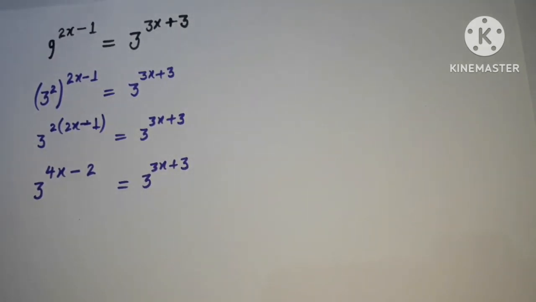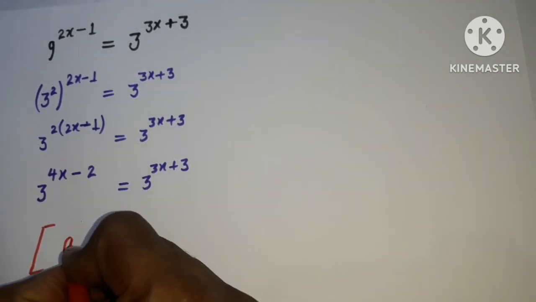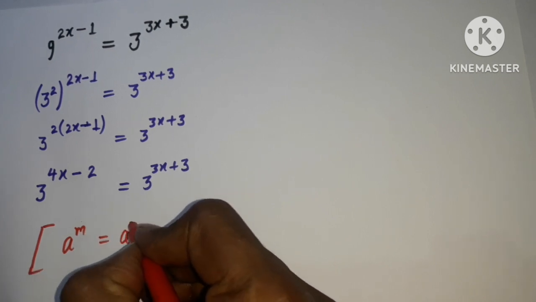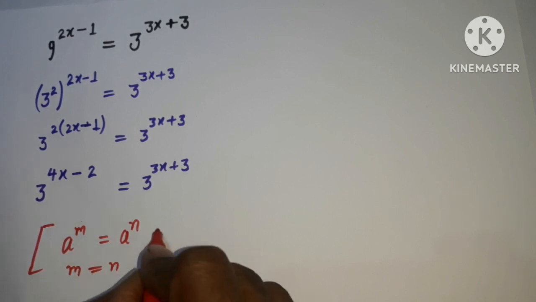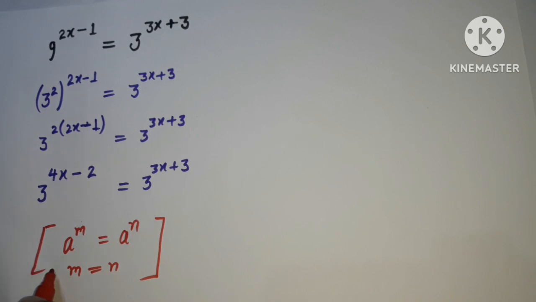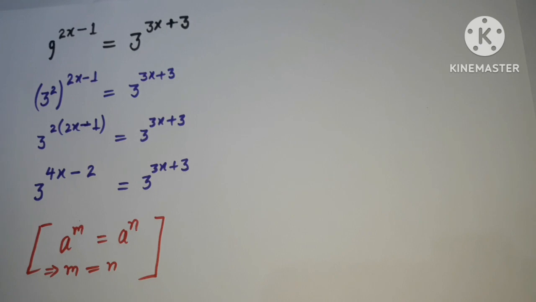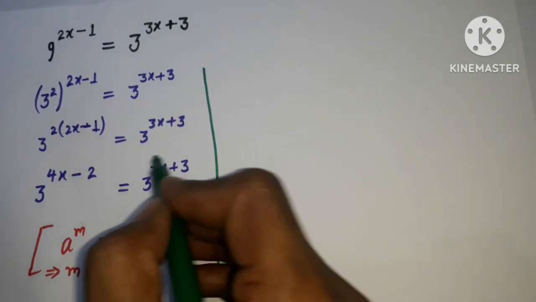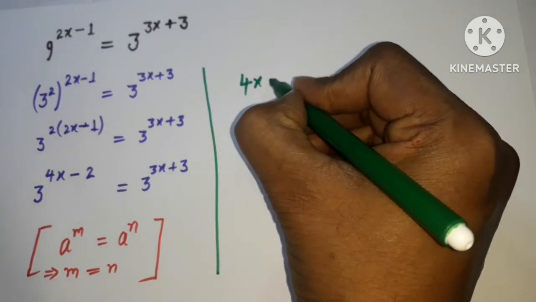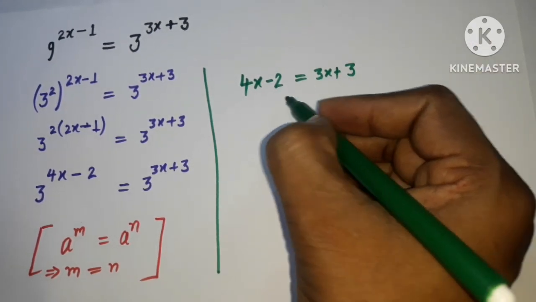So I'm going to use one formula over here, and that formula is, suppose a to the power m and a to the power n, their bases are same, so obviously their powers should be equal to make these quantities equal. So m is equal to n. So I'm going to use this same base and same power concept here. So bases are same, so powers should be same. So 4x minus 2 is equal to 3x plus 3 over here.